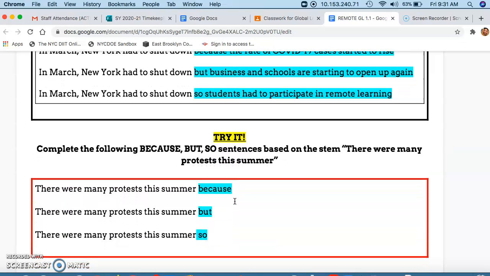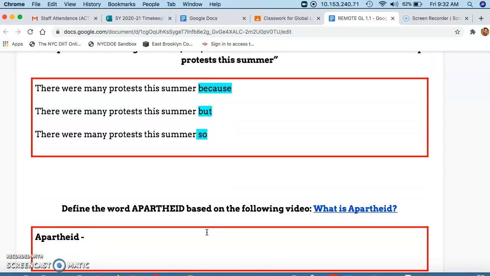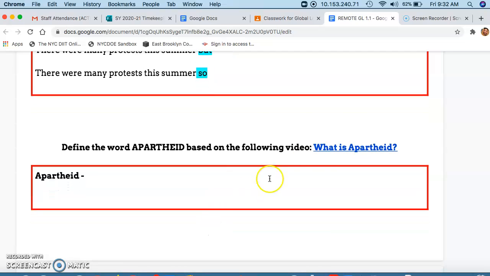So now what I want you to do is you can pause this video and go and try it yourself, right? So the sentence stem is there were many protests this summer. There were many protests this summer because, but, and so, right? So remember, because is showing a cause, but is showing a change of direction, and so is showing the impact, okay? Then I want you to watch this video. As you watch the video, think about the definition of apartheid.